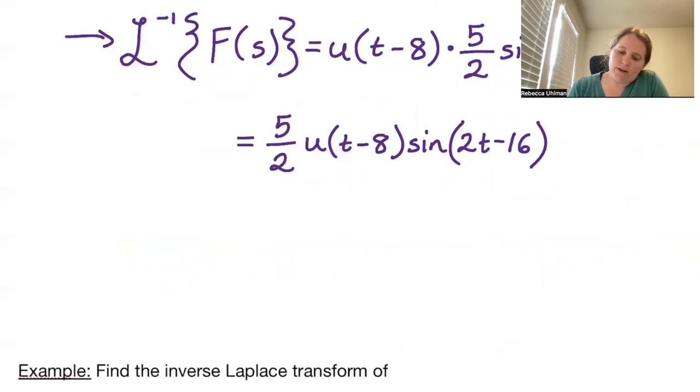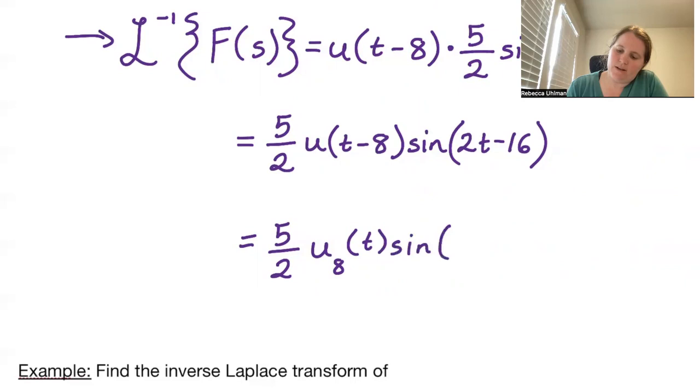Again, we can also write this in alternative format. We could write this as 5 halves times u sub 8 of t times sine of 2t minus 16. Both of these are completely acceptable forms. Sometimes we see the step functions labeled with a subscript of where it switches to 1. And sometimes we just stick with that basic switching at 0 and then do translation.